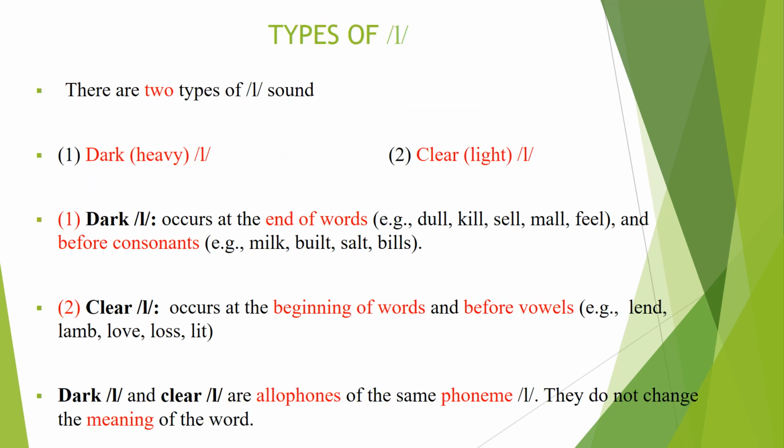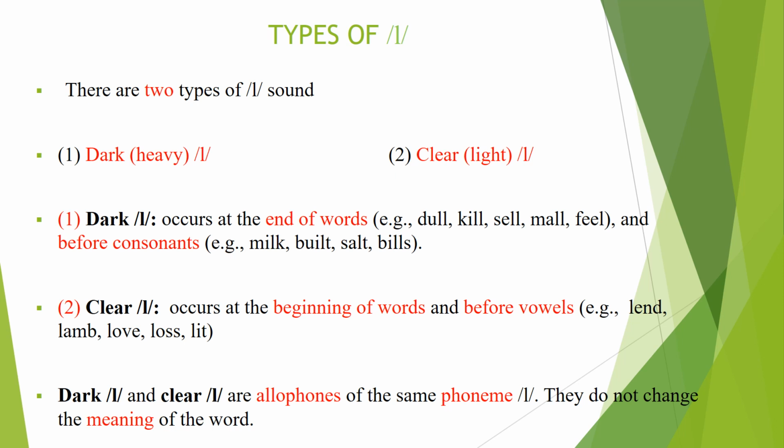There are two types of lateral leh. The first type is called dark leh or heavy leh, and the second type is called clear leh or light leh. Dark leh occurs at the end of words, for example, dull, kill, sell, mole, field, and before consonants like milk, built, salt, bills. So it is pronounced heavily. It is dark in these examples.